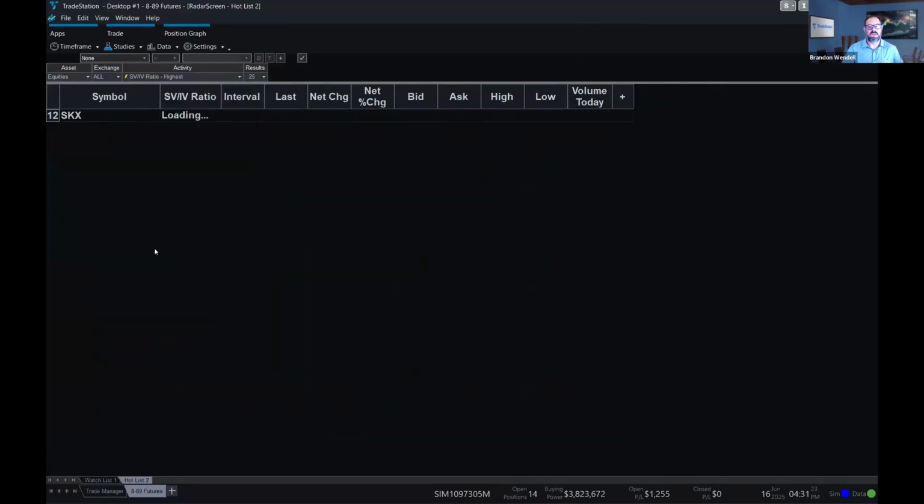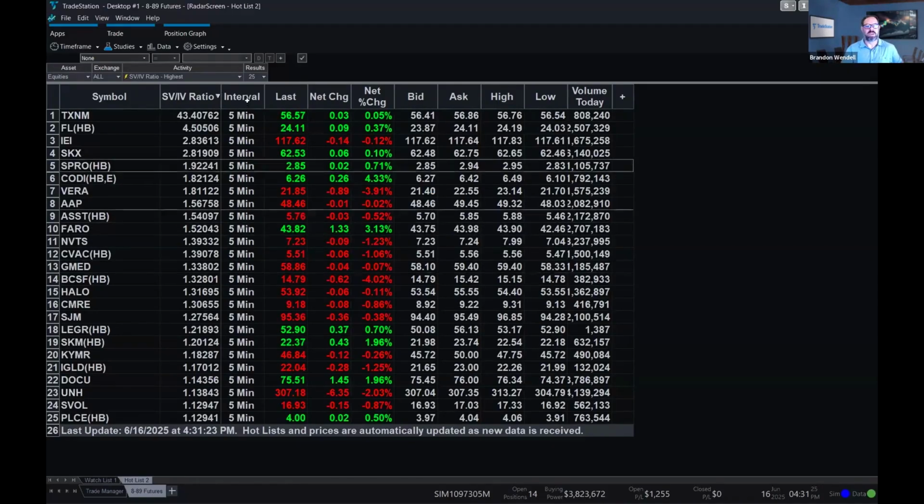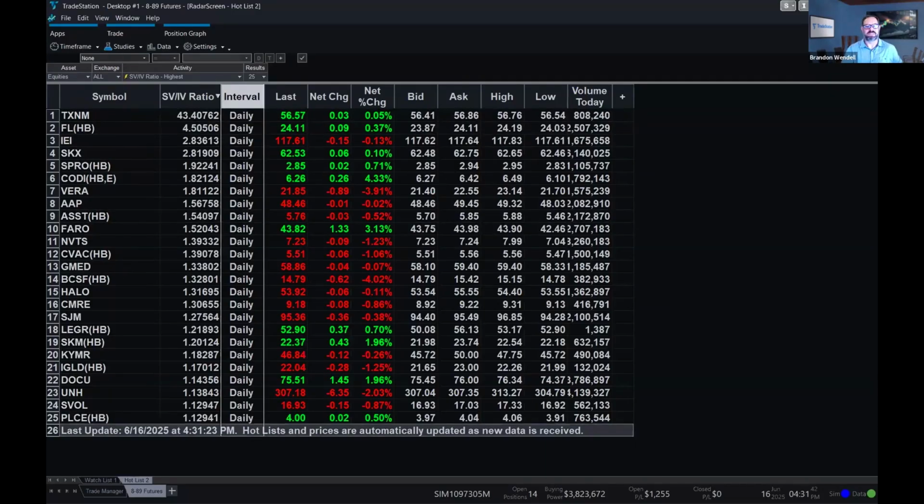Go in, SV/IV ratio. It should show me right here. There it is. There's a number. So this shows very high statistical historic volatility, very low implied volatility. And let's see, it should be on daily. We're dealing with options anyway. Not that this matters. It still shows me daily information anyway.